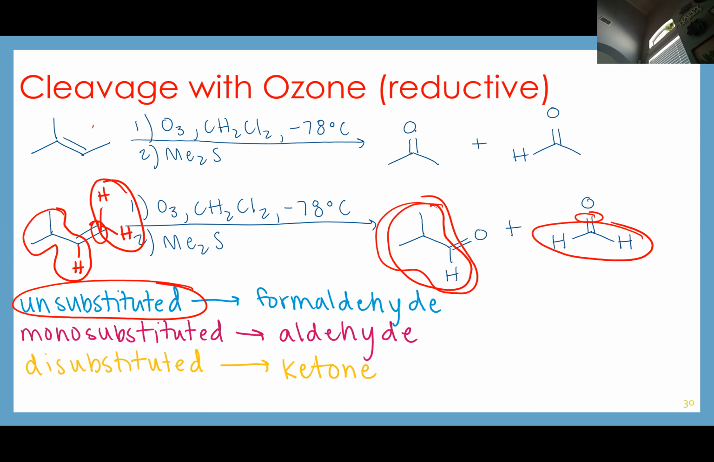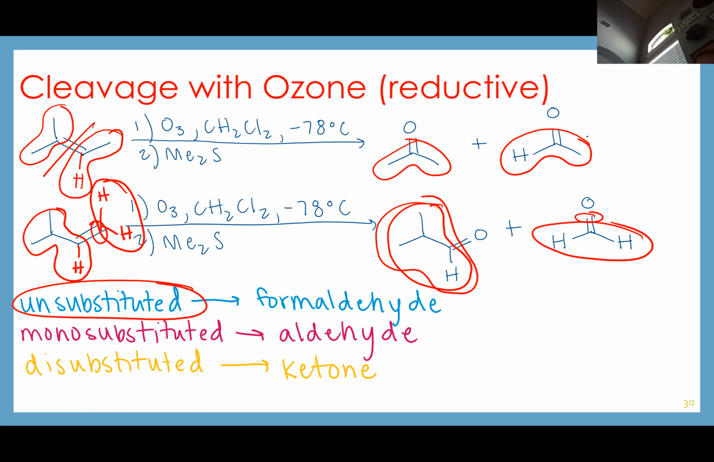Same thing here. You have a di-substituted carbon. You maintain the carbon framework. Mono-substituted, there's hydrogen here. You maintain that same framework. Really, all you're doing is trading out the alkene portion for an oxygen. Does that make sense?